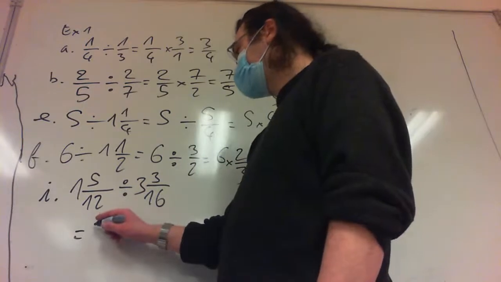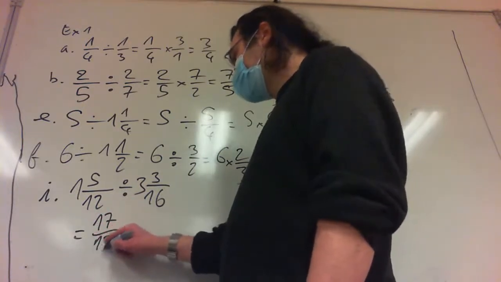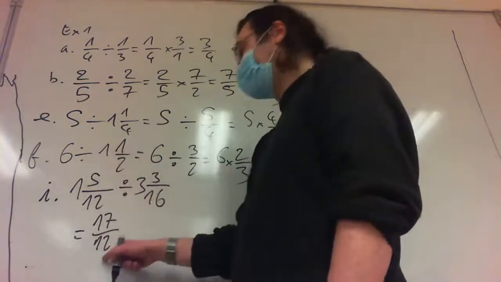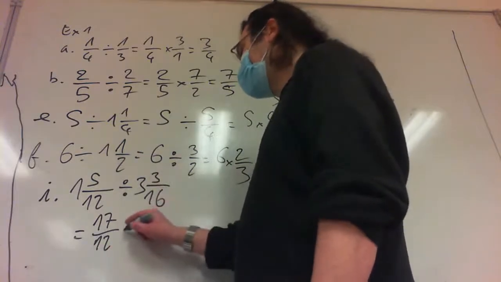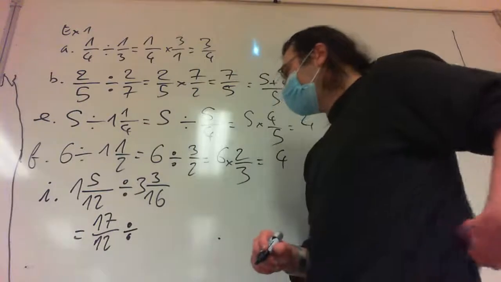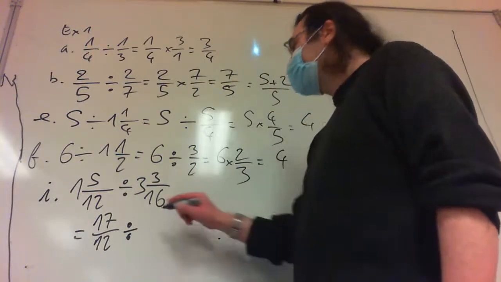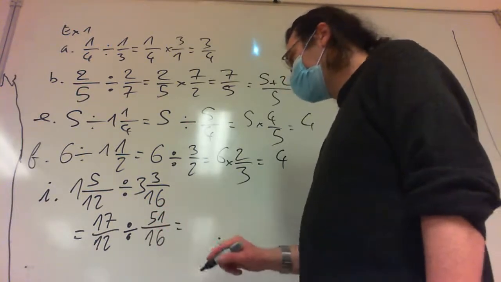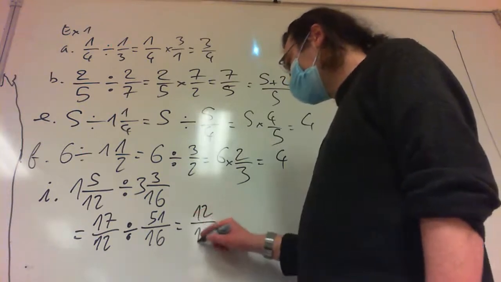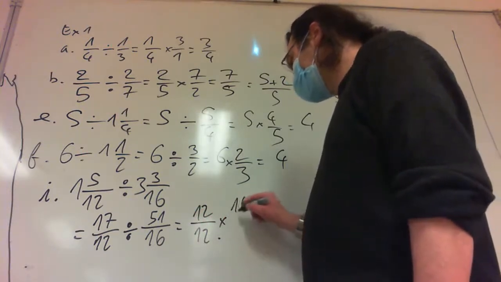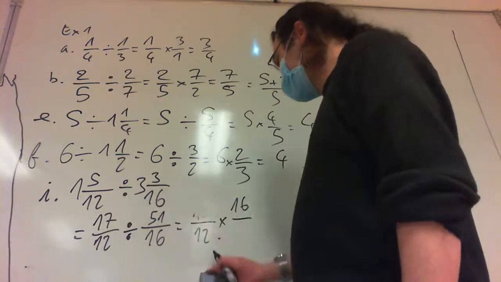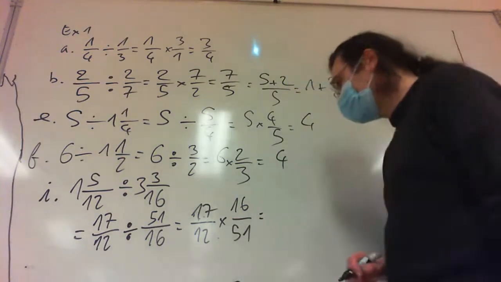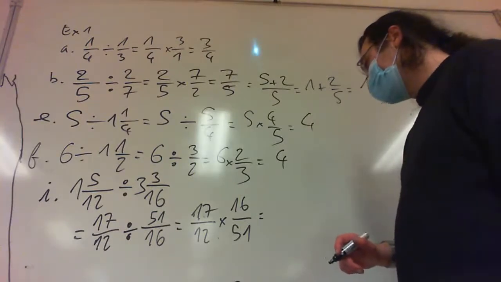17 over 12 times... Divided. I'd like you to write it the same way. After you will set the time. Divided by 51 over 16. Okay. So it is equal to 17 over 12 times 16 over 51. Oops, because it was 17 here. Okay, yeah. Is equal to 1 over 3 times 4 over 3.